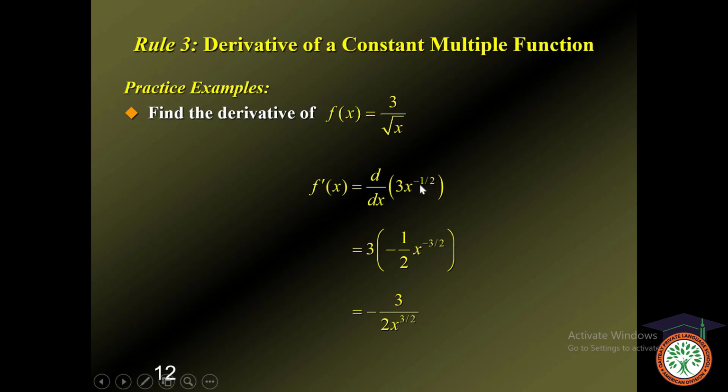The derivative is going to be negative 1 over 2 as a coefficient, and then take 1 from the exponent negative 1 over 2. Negative half minus 1 is negative 3 over 2. That's the final answer; I will simplify after removing the brackets. 3 multiplied by negative 1 over 2 is negative 3 over 2. And what about x up to power negative 3 over 2? Yes, flip it to be positive 3 over 2.